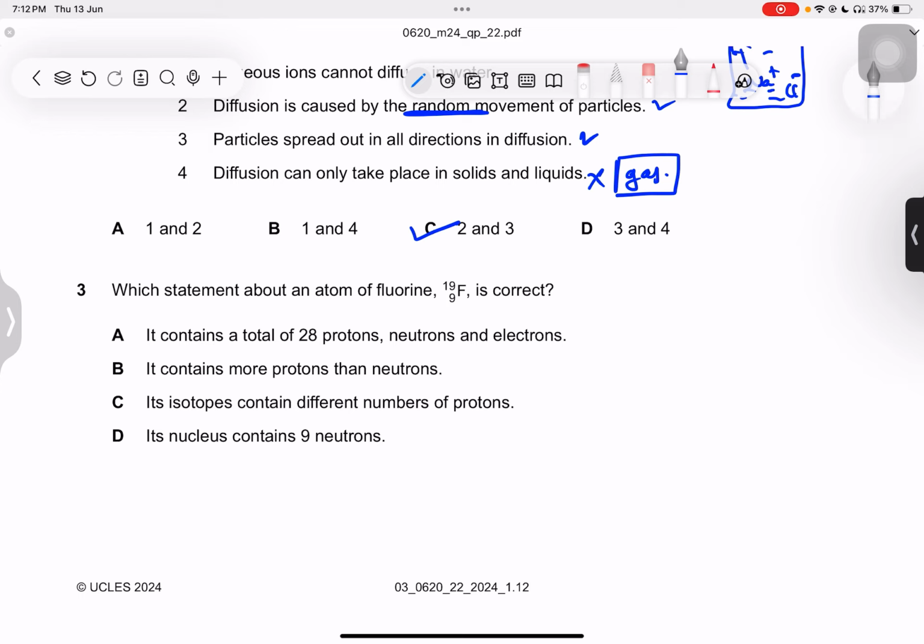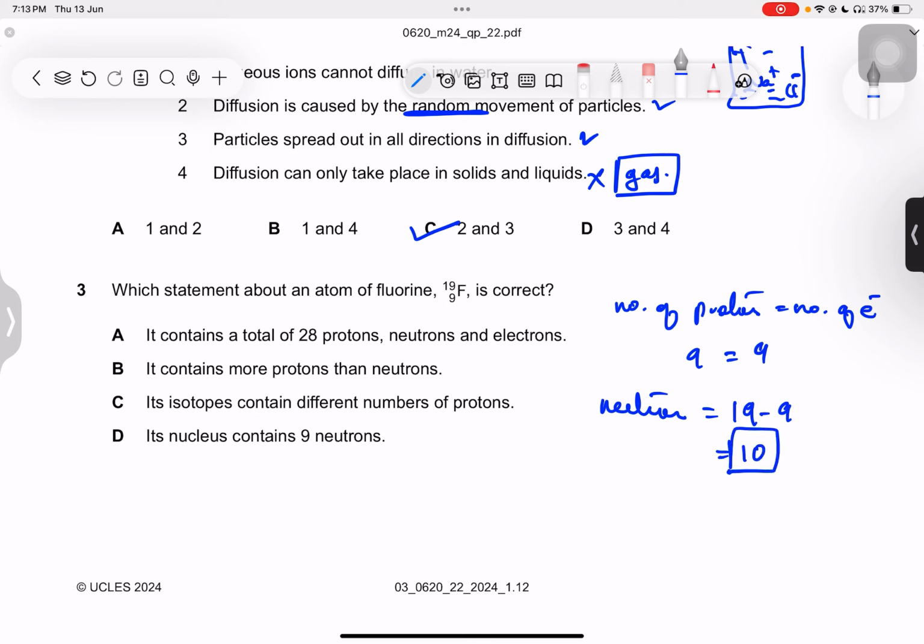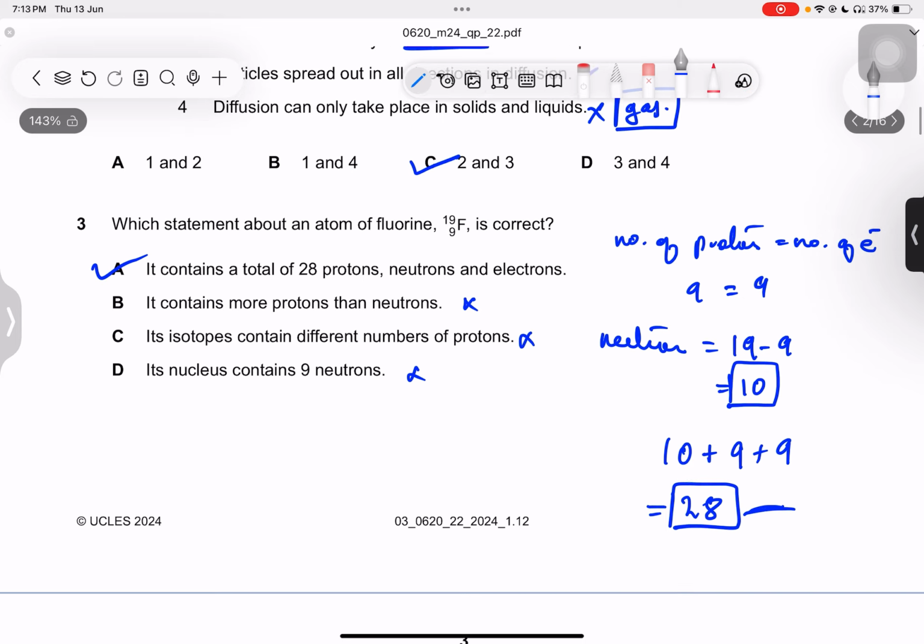Which statement about an atom of fluorine is correct? It contains a total of 28 protons, neutrons, and electrons. The number of protons is 9, as we can see. The number of protons is equal to the number of electrons, which will be 9 as well. The number of neutrons equals 19 minus 9, the mass number minus the proton number, which is 10. So 10 neutrons plus 9 protons plus 9 electrons will be 28. So option A is correct. We don't need to look at the others because we're very sure of this.